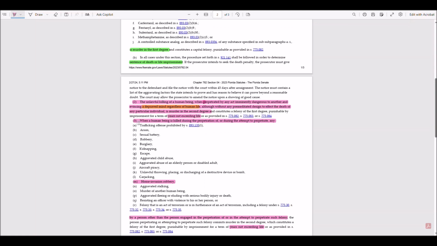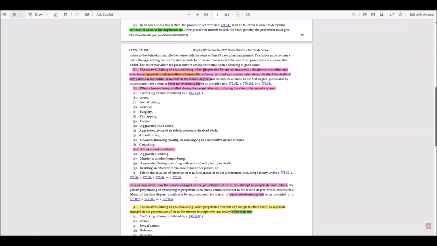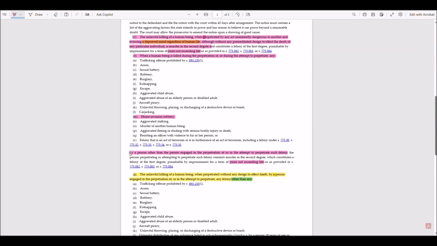But there's also another condition for that, and that is when a human being is killed during the perpetration or the attempt to perpetrate any of these felonies, which includes home invasion robbery like Matthew Nicole. But there's a line here that follows that up: by a person other than the person engaged in the perpetration or in the attempt to perpetrate such felony. That means anyone who was not there to do it, meaning not present, not one of the five, is second degree murder. That could be David Foreman-Taylor's girlfriend, the guy that gave him the guns or they bought the guns. Anybody that knew about it, that's second degree murder.